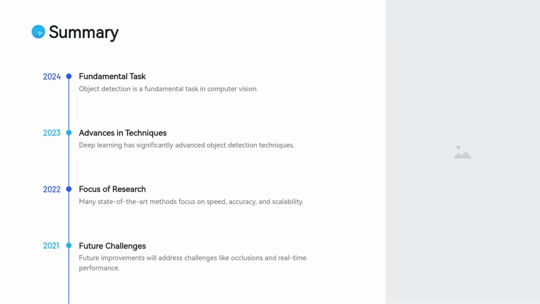Object detection has evolved significantly, thanks to advancements in deep learning. Models like RCNN, YOLO, SSD, and RetinaNet have improved both speed and accuracy, enabling real-time detection in a variety of applications. Despite these advances, challenges remain, such as dealing with occlusions, object variability, and maintaining performance on edge devices.